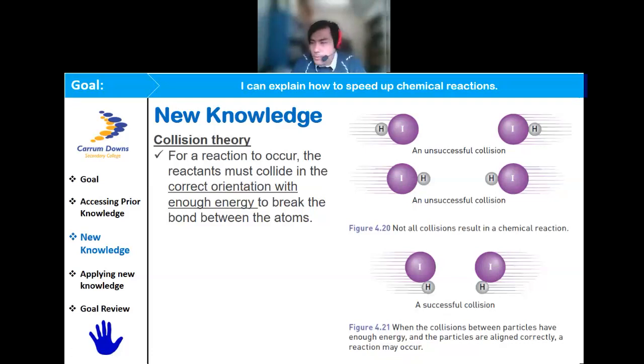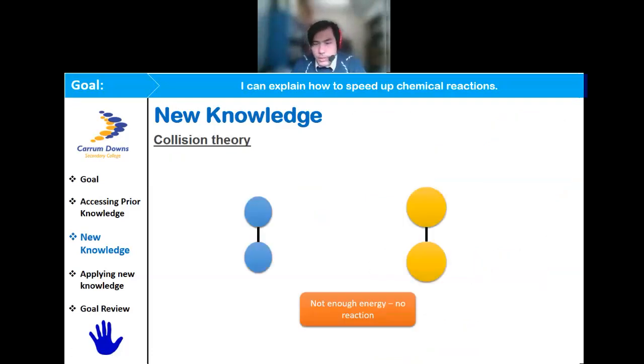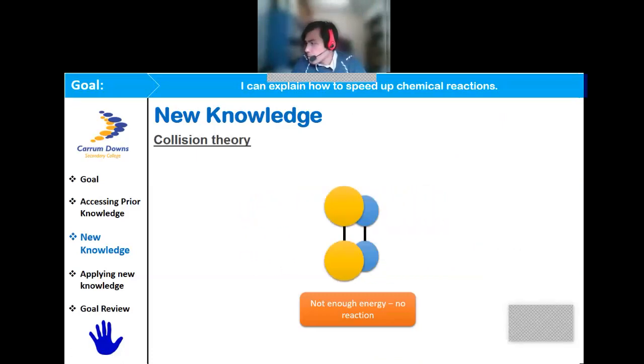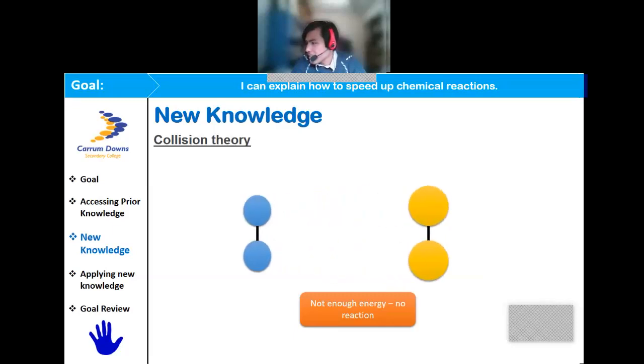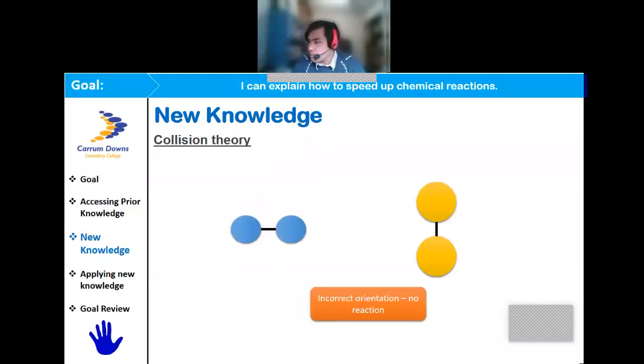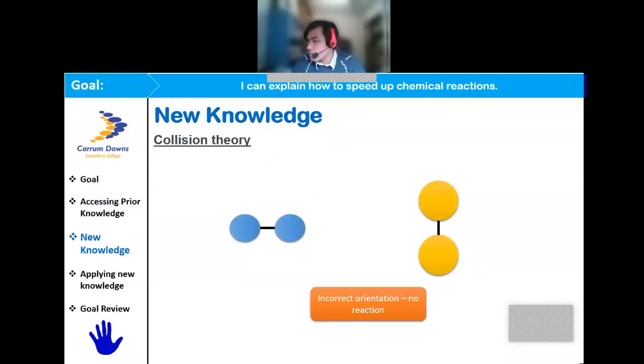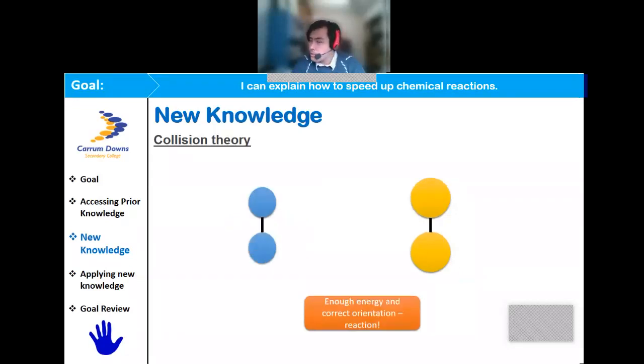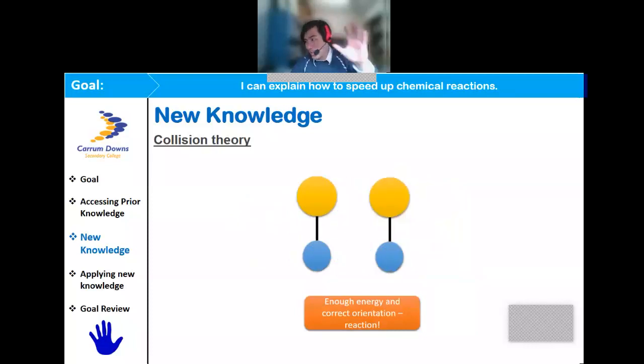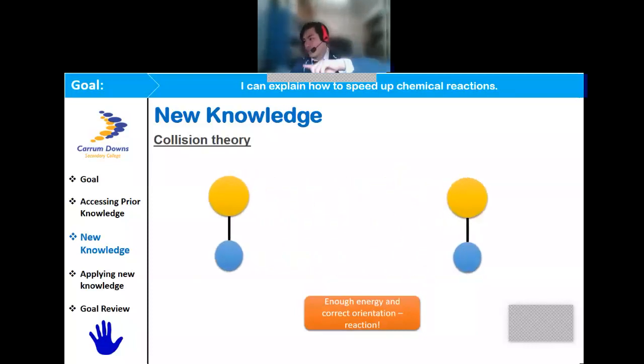Moving on, I just want to show you an animation. This one moved quite slowly, so not enough energy, so no reaction. That one went faster, but they were not in the correct orientation, not lined up the right way, so again no reaction. But if they come together really fast and line up the right way, then you get a chemical reaction. That's what collision theory is saying.